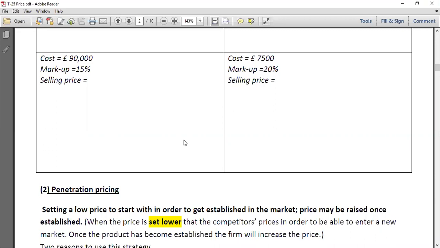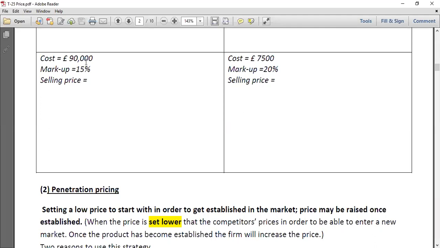In this case, the third question, 90,000 into 115%, and you press the shift and the equals button. You can see 103,500. Or there is another method: 90,000 into 15% straight away is 13,500, and you press the plus button and still get the same answer, 103,500. That's an easy technique.